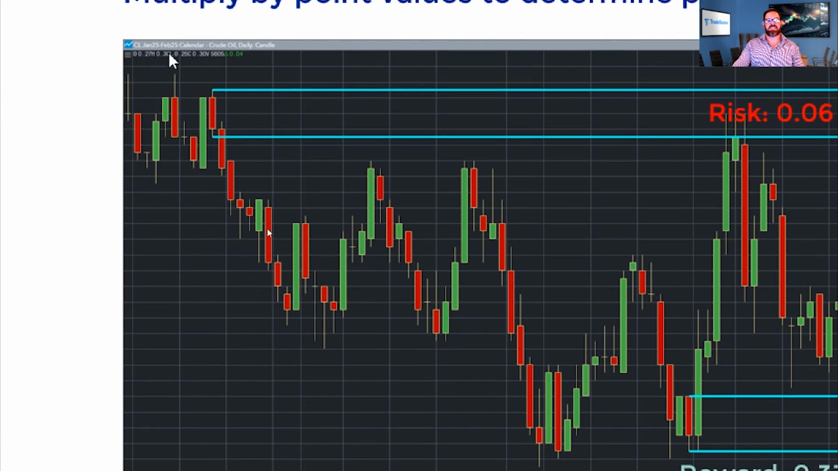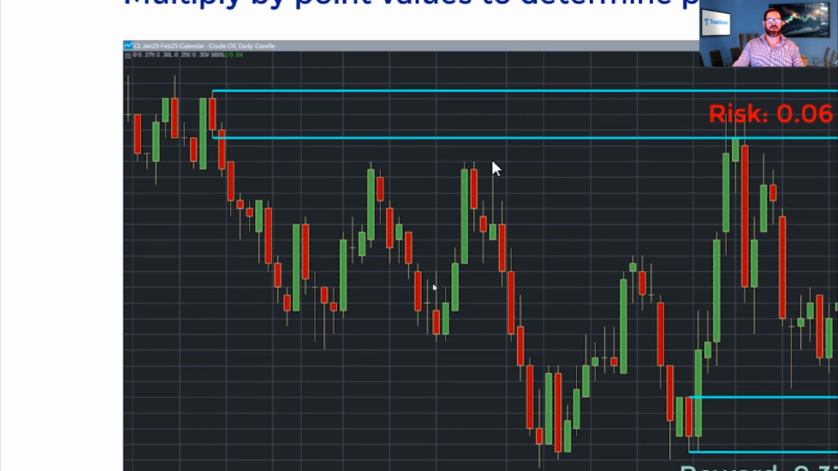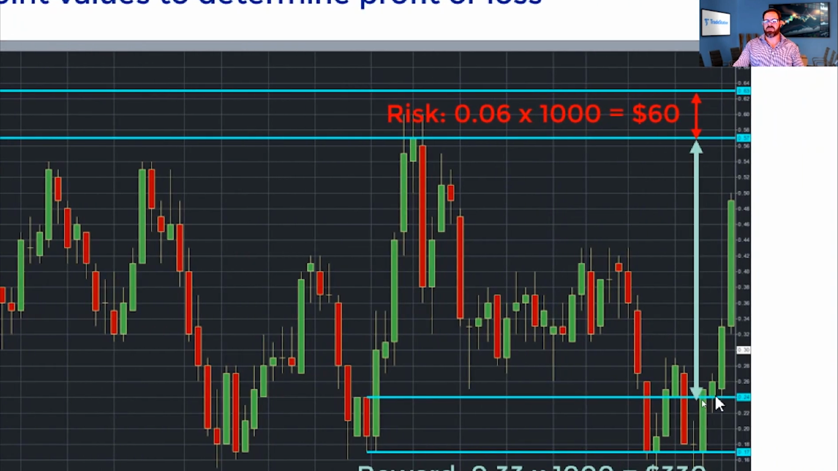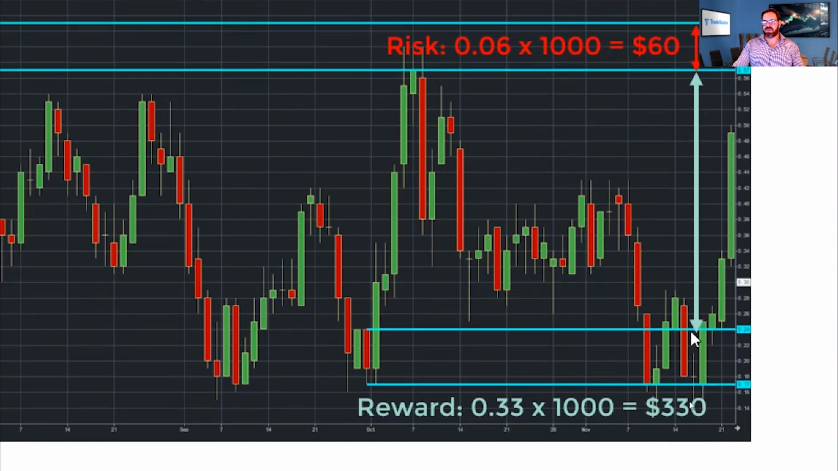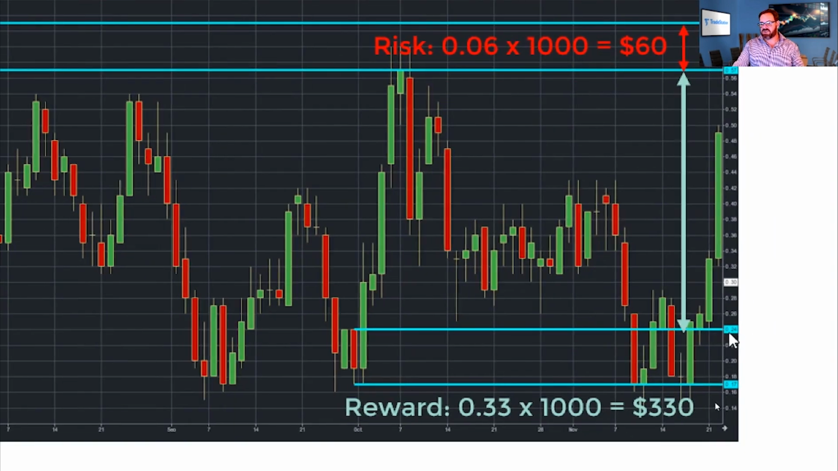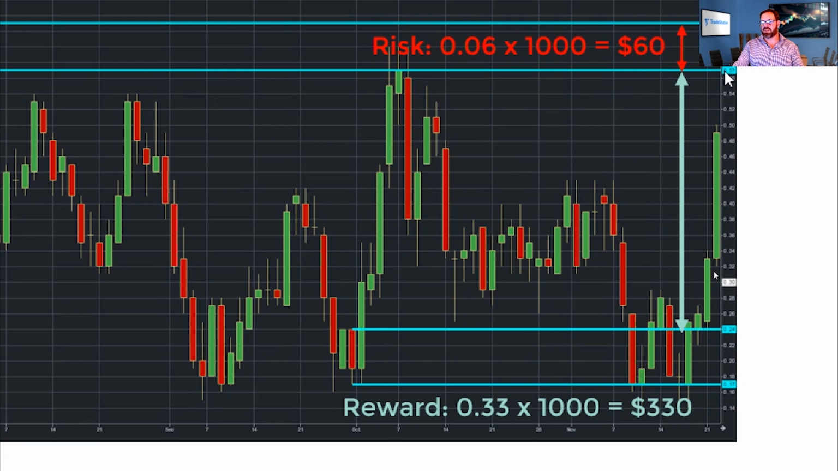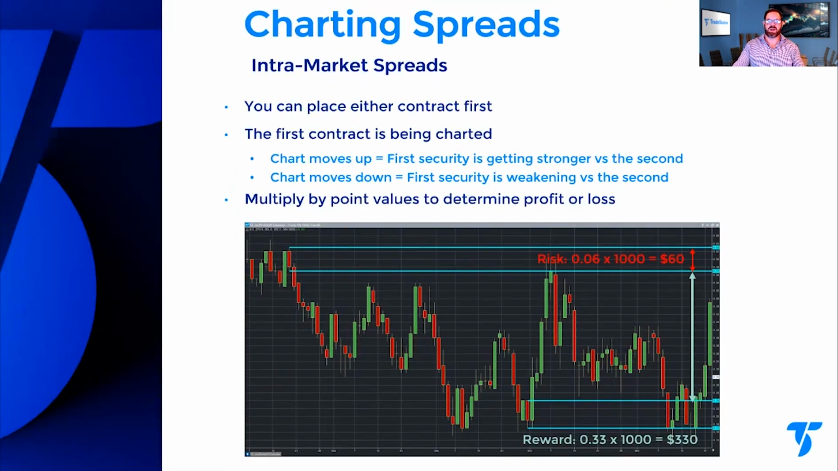So if I'm selling this, it would be a bear spread because I'd be selling January, buying February, expecting the value to go down. Well, if I target this area, 0.24, the entry was about 0.57, that difference is 0.33 times 1,000, that's $330. That's it. Pretty simple when you're trading the intra-market spreads. You simply figure out the difference, multiply it by the point value.